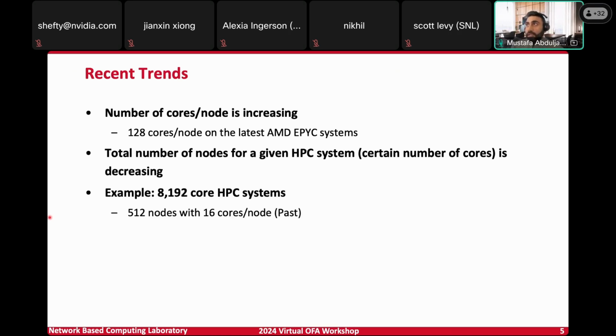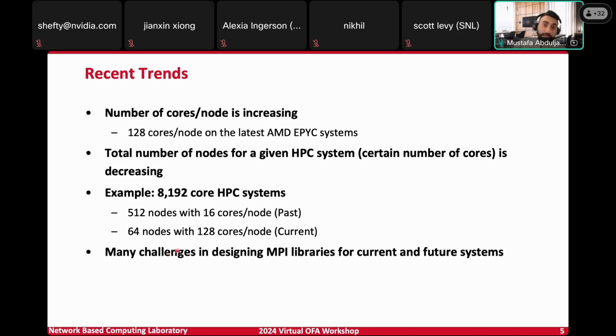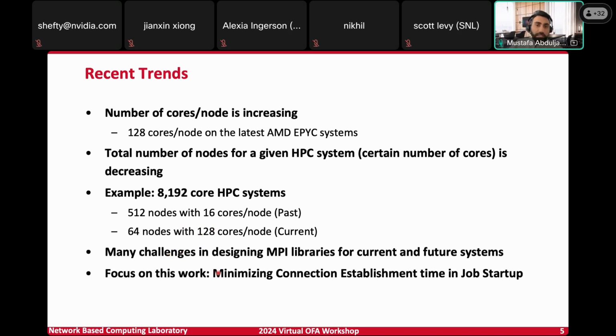So, for example, in the past, we spread 8K cores over 512 nodes, each featuring 16 cores per node. However, nowadays we can have this many cores over just a handful of nodes compared to the past trends. So this makes it even more challenging to design MPI libraries that establish connections for all of these communicating cores, even on a smaller number of nodes. The focus of the work is to minimize the connection establishment for job startup in general.